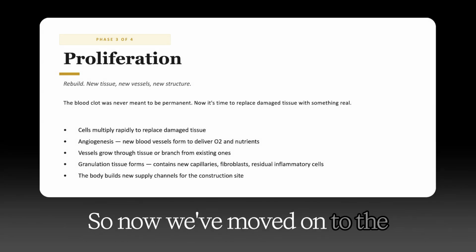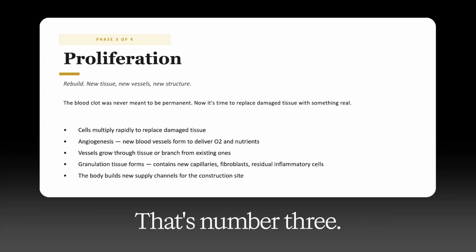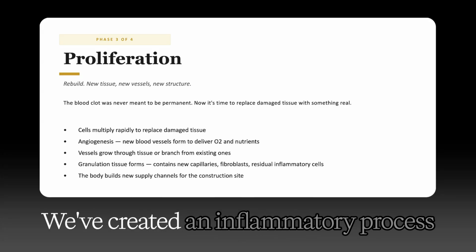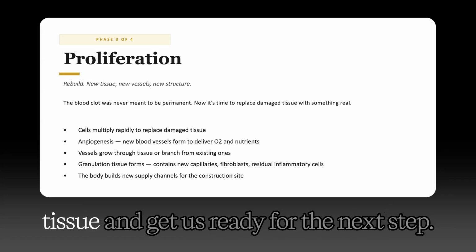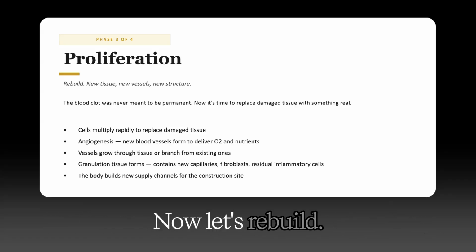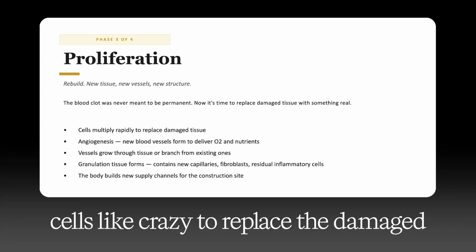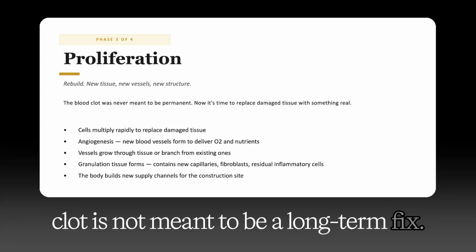So now we moved on to the proliferative stage of healing. That's number 3. So far, we've stabilized the bleeding through hemostasis. We've created an inflammatory process to signal the body to clear out the dead tissue and get us ready for the next step. Now let's rebuild. The body has started multiplying cells like crazy to replace the damaged tissue because our lovely little blood clot is not meant to be a long-term fix.